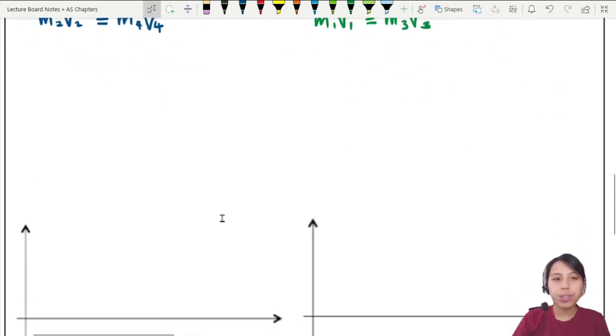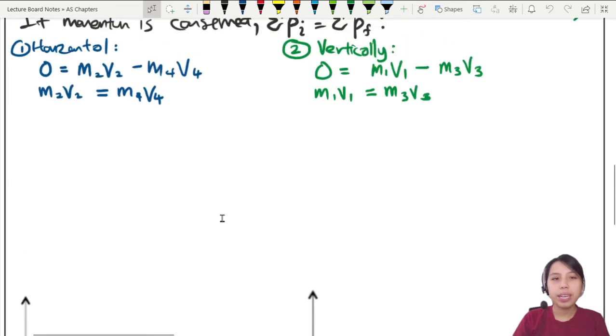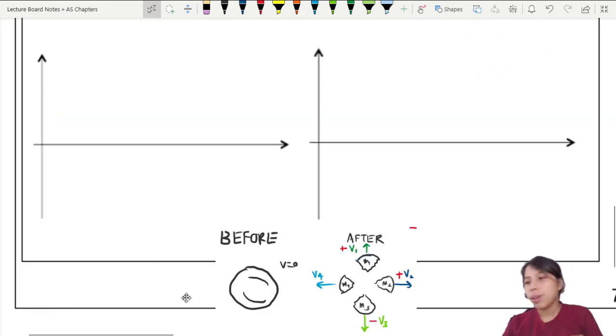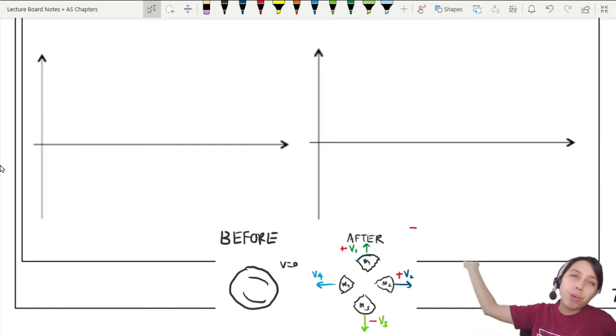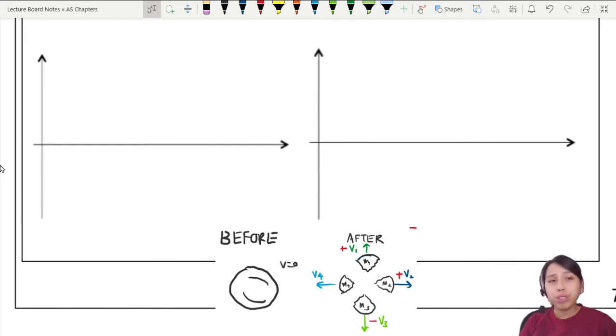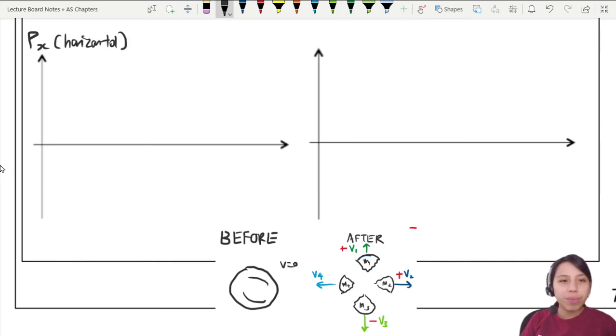If we were to draw a graph, where's my graph? Down here. Let me move some things down a bit. If we were to draw the momentum graph, let's stay with the momentum graph for all the components, horizontal and vertical, how would the graphs look like? Let's do Px, the horizontal component, on this first graph against time. And then we do Py, which is the vertical component, against time.